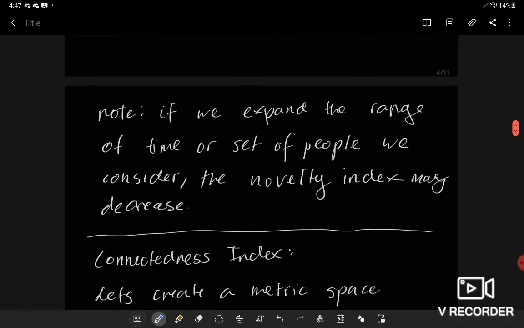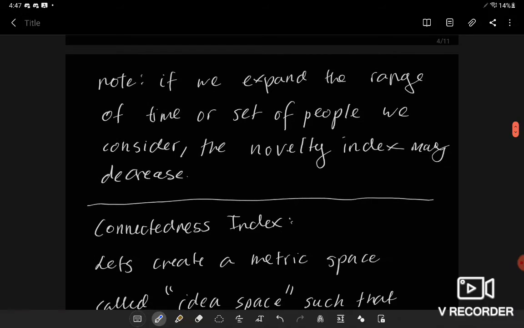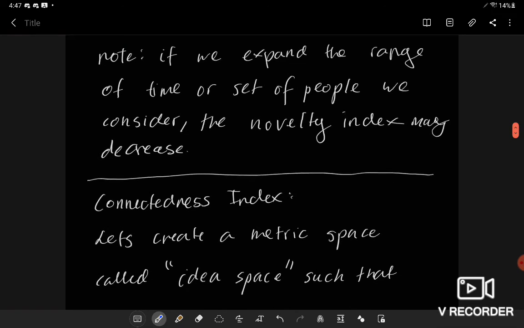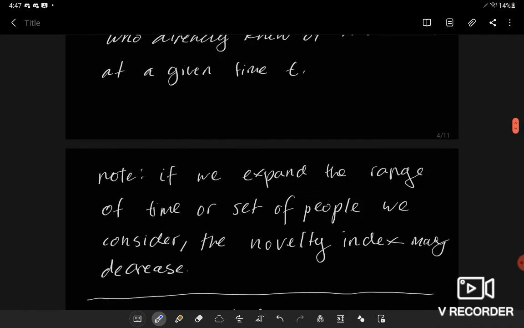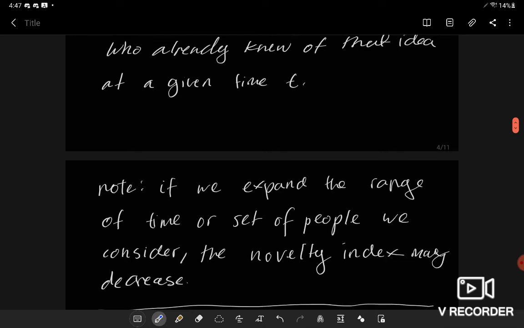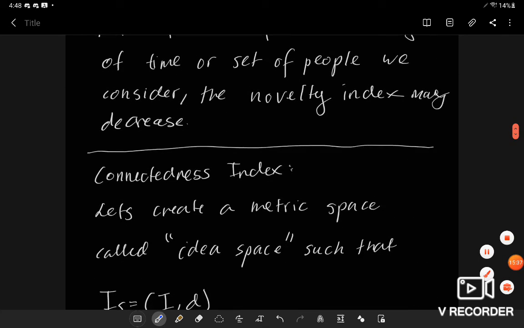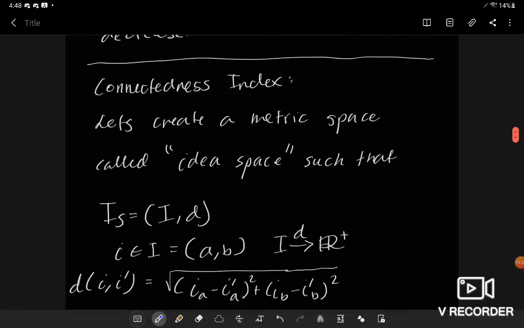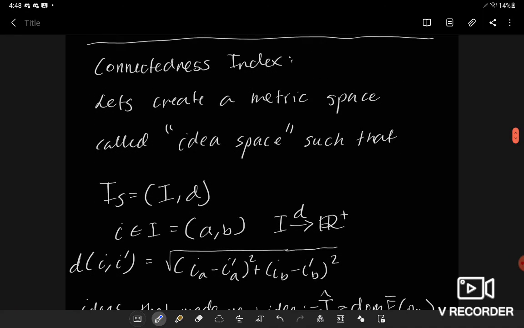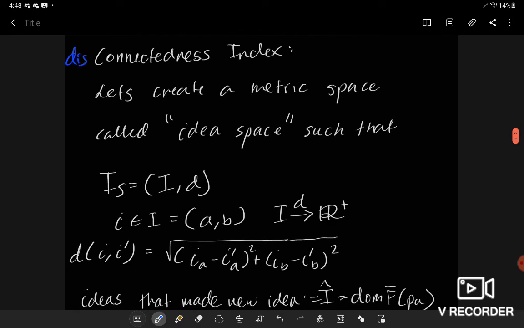But of course, that's not the only thing that measures creativity. Creativity, I believe, is multifaceted. There are a lot of factors that go into it. But I think this is one of the prominent factors that measure one's creativity: how unique their idea is. And then we have the Connectedness Index, which actually should be more of a disconnected index.